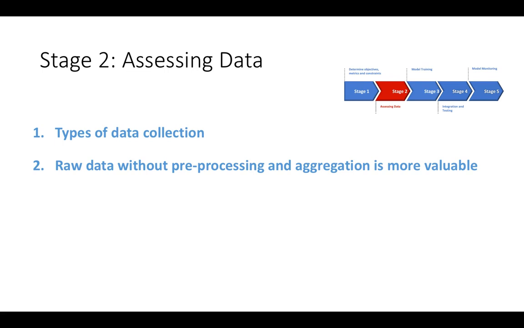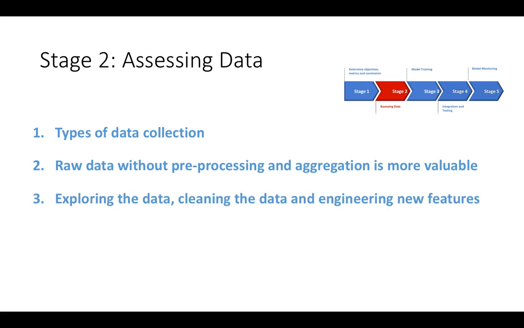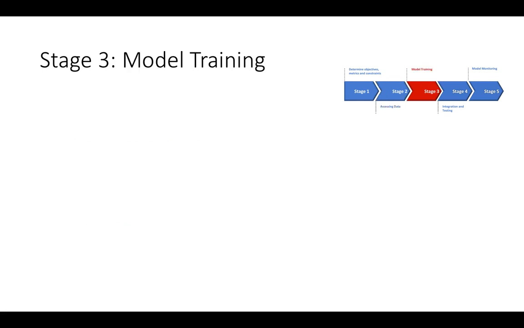Then also, raw data without pre-processing and aggregation is more valuable. For a machine learning endeavor, raw data is always very, very important. And exploring the data, cleaning the data, and engineering new features is another important aspect of assessing data. And as I mentioned, quality of data is very important. Better data anytime beats fancier algorithms.